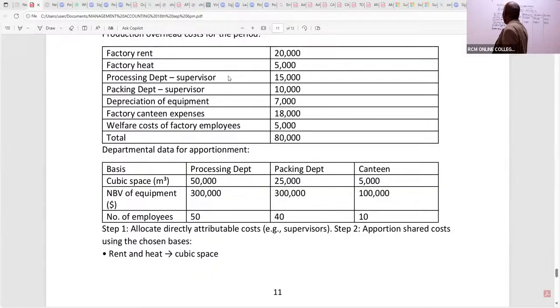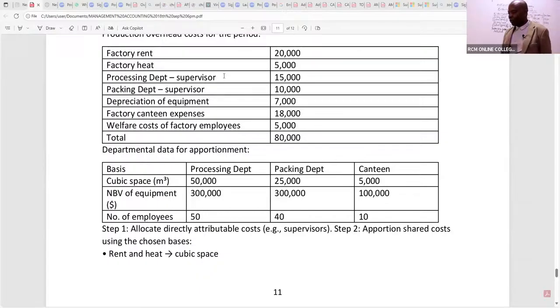Supervisor salary. So what are we seeing about this supervisor salary? This is already allotted. You are not going to apportion it. It is called allotted or allocated. This supervisor salary, I can see the figure is 15,000, and this has been allocated to the processing department. So the processing department, ladies and gentlemen, has their 15,000.